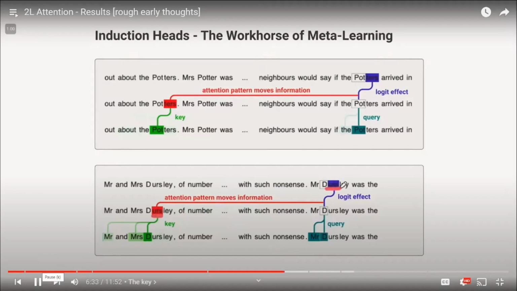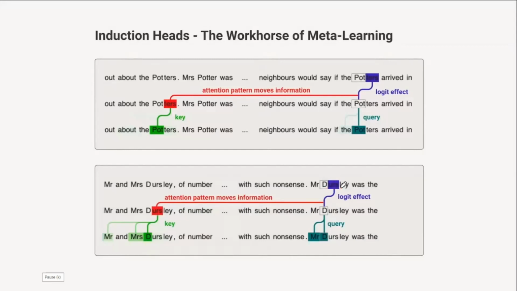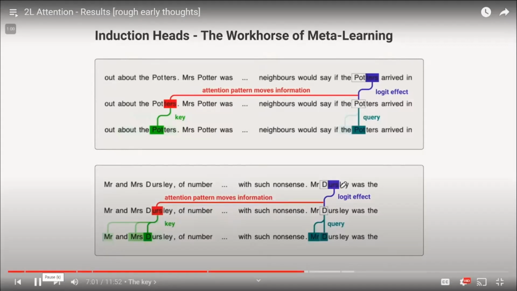So it really is this copying thing, and we're calling that general mechanism of looking for the token that in the past has preceded your present token, looking for situations analogous to your present situation, and then predicting that whatever happened next in the past is what's going to happen next now, an induction head. That seems to really be the workhorse of meta learning in a lot of transformers.